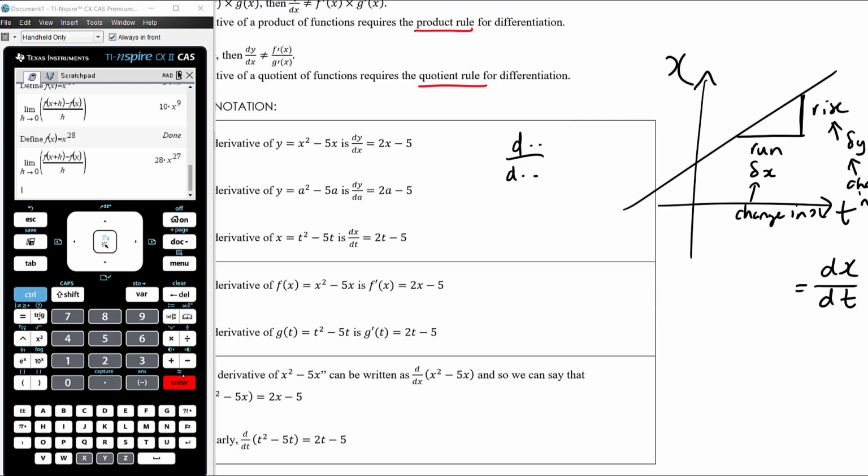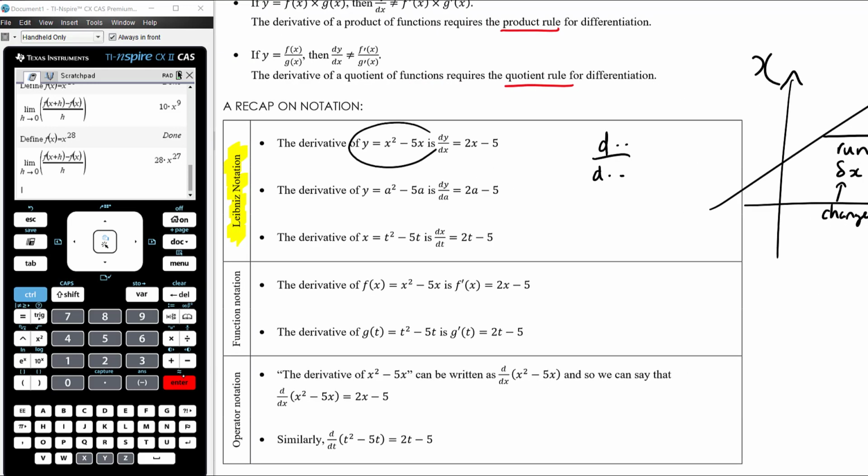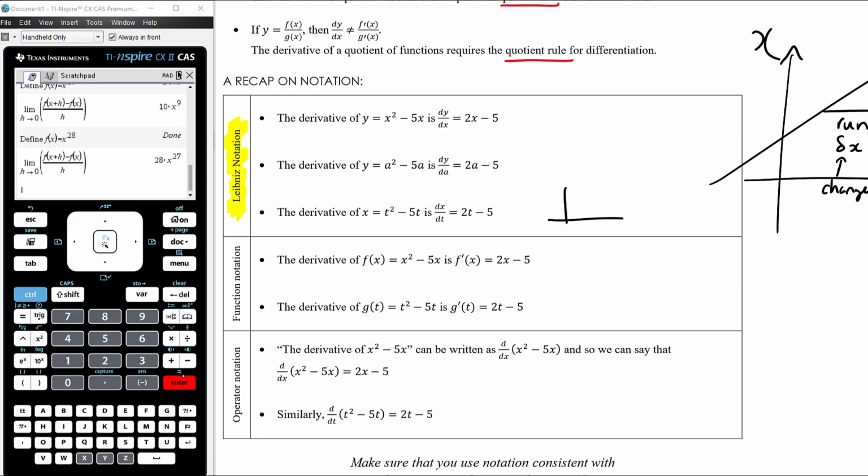Okay, so if we've got y equals something involving x, that's a y-axis and an x-axis, it's a change in y over a change in x, dy dx. The derivative of y with respect to x is how we would read that. If your function is y equals a squared minus 5a, okay, that's y compared to a, the gradient would be change in y over change in a, so dy da. Derivative of y with respect to a. If your function is x in terms of t, that would be x compared to t, your derivative, your gradient, would be change in x over change in t, dx dt.